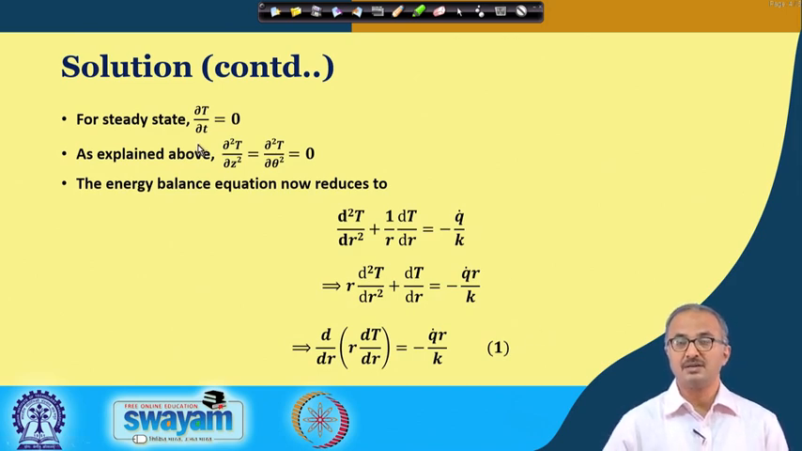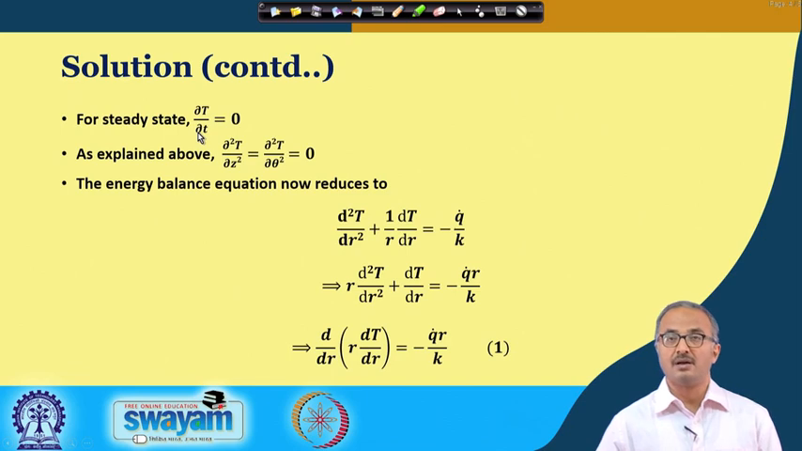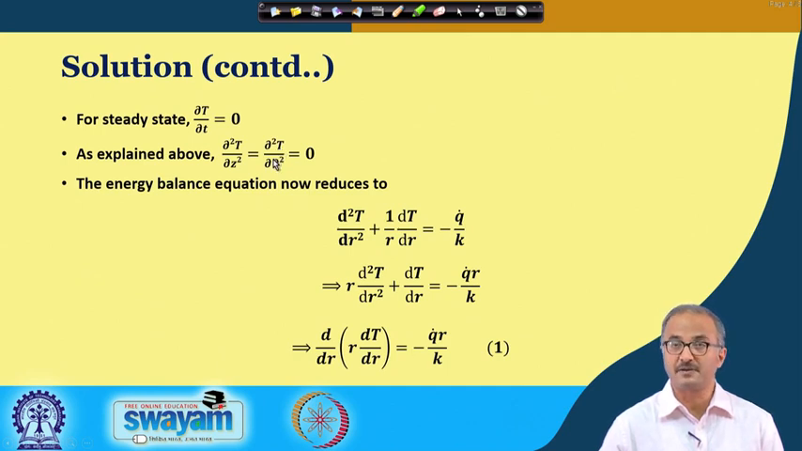Because it has been mentioned that it is a steady state problem, we are neglecting the time derivative of the temperature, taking it to be 0. And as we explained, because of the axisymmetry, we are neglecting the partial derivative with respect to theta, and also the axial variation of the temperature.